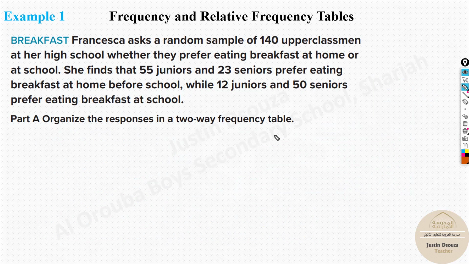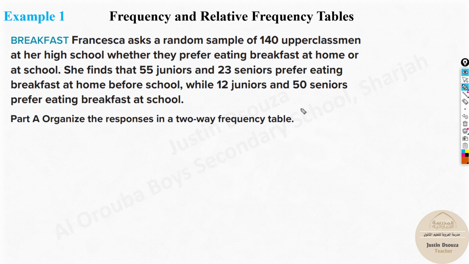We have a problem here. Francisca asks a random sample of 140 upperclassmen at a high school, so the total is given, 140, whether they prefer eating breakfast at home or at school. She finds that 55 juniors and 23 seniors prefer eating breakfast at home before school, while 12 juniors and 50 seniors prefer eating breakfast at school. We need to organize these responses in a two-way frequency table.